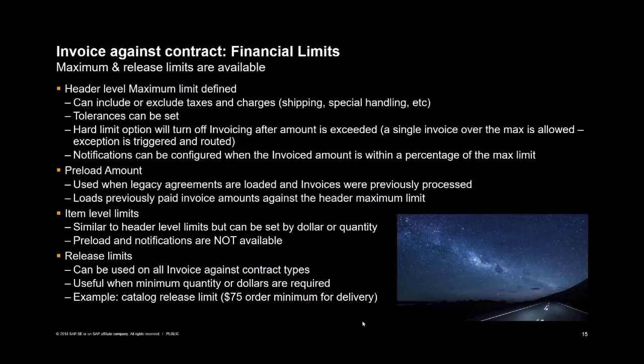Then you also have your item level limits. So once you get past the header limits, on the actual items, you can set limits by dollars or quantities. If I have professional services or some type of services contract, I could set it and say, I only want 1,080 hours, and that's going to be a hard limit. They can't invoice me for more than 1,080 hours on this line limit. And so sometimes you'll do line limits, sometimes you'll do the aggregate limits.